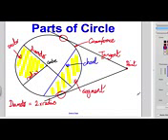Okay, so they're all the parts of the circle that I may refer to when I'm going through the following circle theorems. You should be aware of all of these different pieces of terminology. Okay, let's get straight on with some circle theorems.